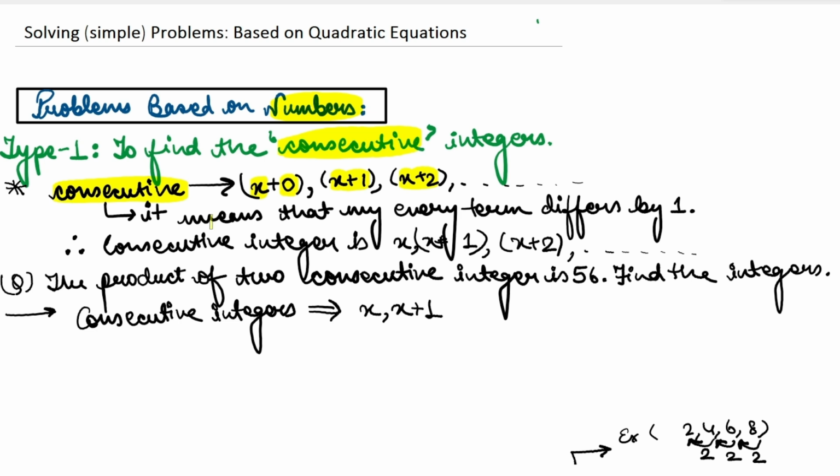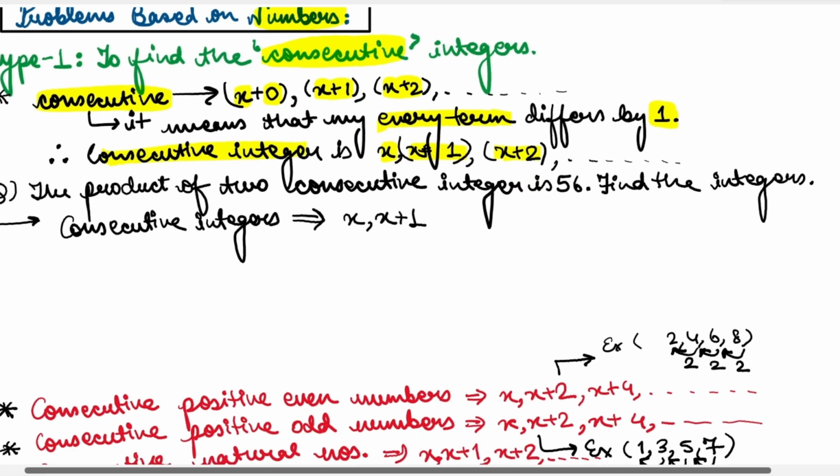So consecutive मतलब क्या होता है कि हमारा हर एक टर्म जो है वो डिफर करेगा बाय 1. So whenever the question uses the term consecutive, उसका मतलब साफ है कि हमें x से शुरू करना है और उसको एक एक करके इंक्रीमेंट करते जाना है. Okay, so the consecutive integer is nothing but x, x plus 1, x plus 2, x plus 3 and so on. Okay, so let's see a question regarding this topic.